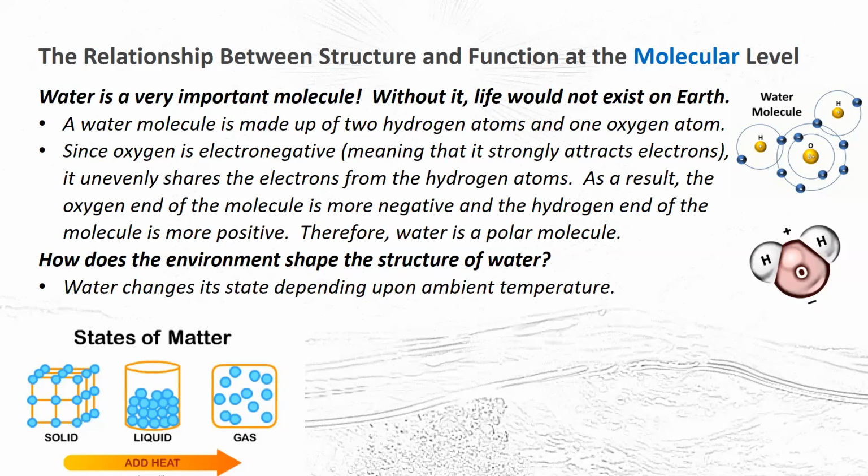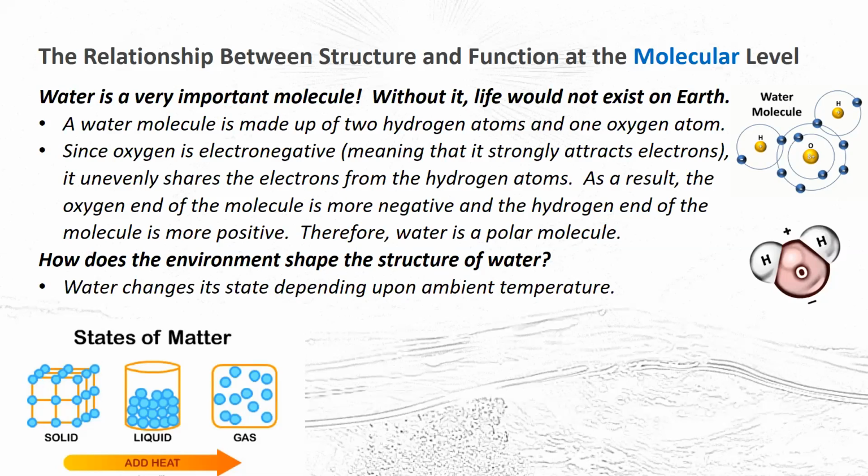A water molecule is made up of 2 hydrogen atoms and 1 oxygen atom. Since oxygen is electronegative, meaning that it strongly attracts electrons, it unevenly shares the electrons from the hydrogen atoms. As a result, the oxygen end of the molecule is more negative and the hydrogen end of the molecule is more positive. Molecules with a positive and negative end are called polar molecules. Therefore, water is a polar molecule.